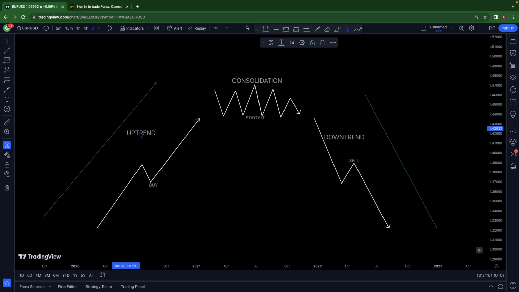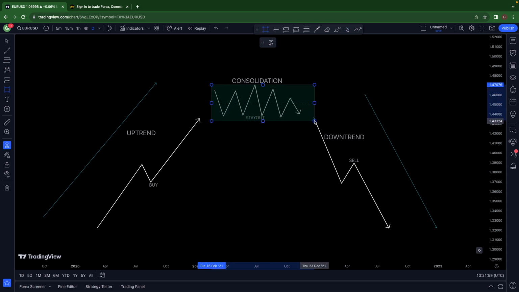Why the consolidation is quite different from uptrend and downtrend. If you notice our consolidation pattern right here, you can see that price is moving what? Within this range. So it's neither breaking up nor breaking down. It's evolving inside this zone. So this is simply what? Consolidation.